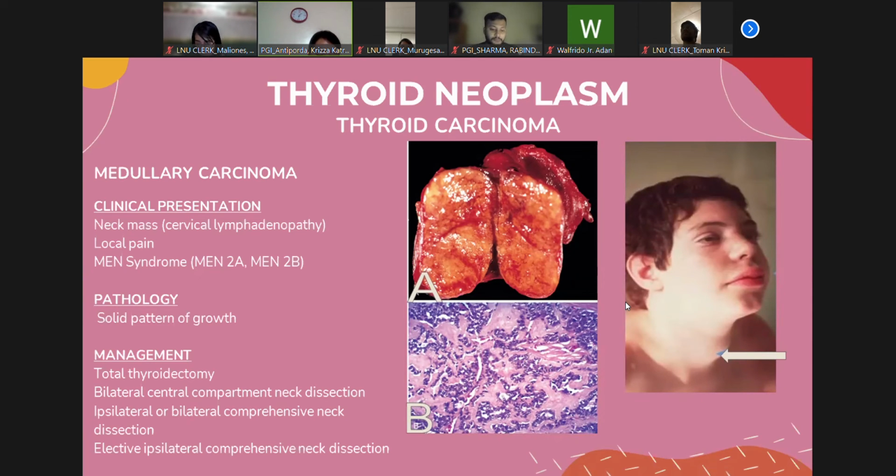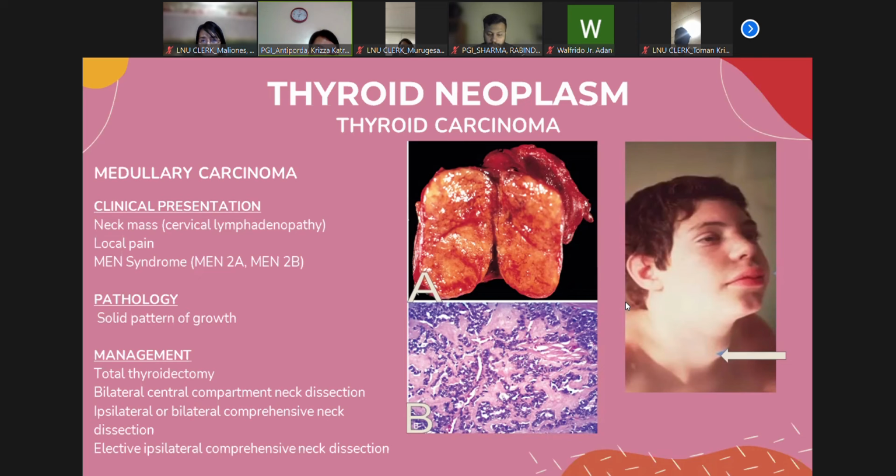For the management, total thyroidectomy is the treatment of choice in patients with MTC because the lesion has a high incidence of multicentricity and aggressive disease. If the patient also has a family history and the presence of MEN2, and if the patient is 2 to 3 years old, total thyroidectomy is the choice.